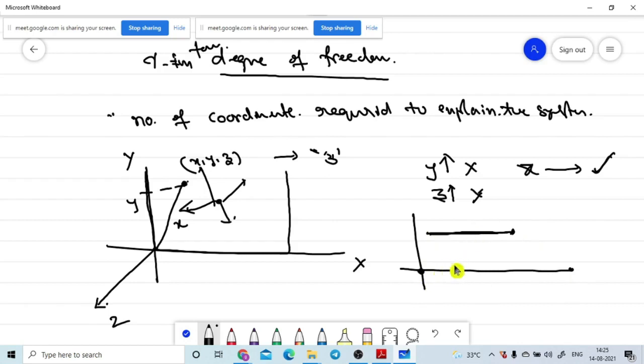If the particle is here, the distance is x1. If the particle is here, the distance is x2. If the particle is here, the distance is x3. That is enough. Are you getting it or not? Yes, sir.